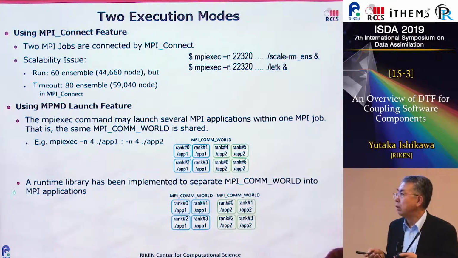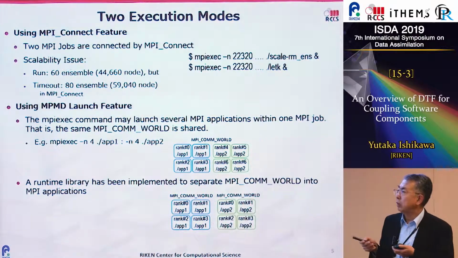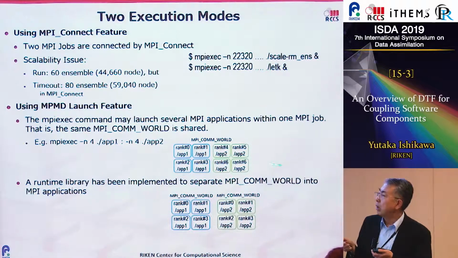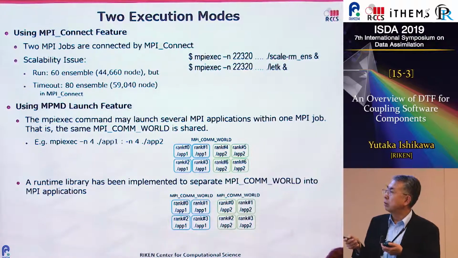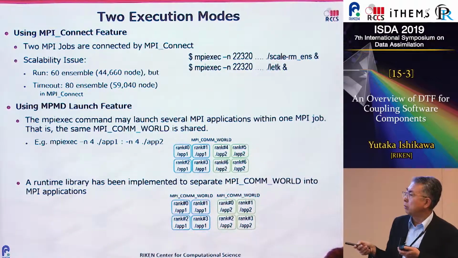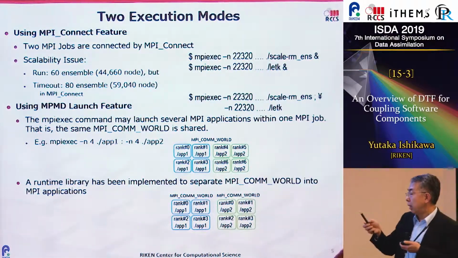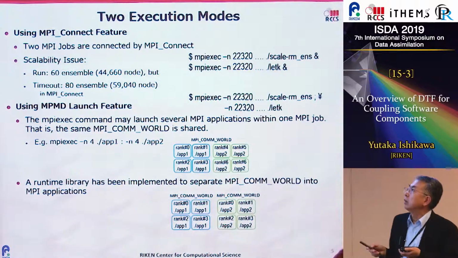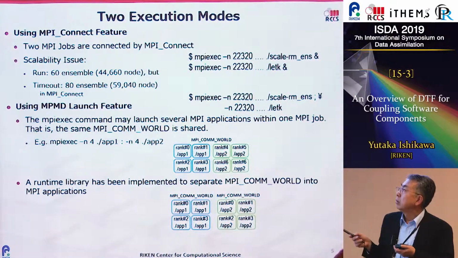So my colleague implemented a runtime library to separate MPI_COMM_WORLD for each application. Instead of this kind of rank allocation, using this library the proper rank allocation can be done in that runtime library. And then the SCALE and LETKF programs run using this kind of command.